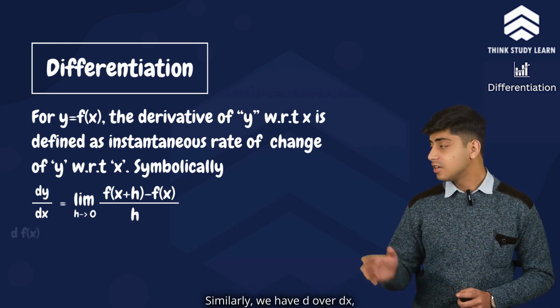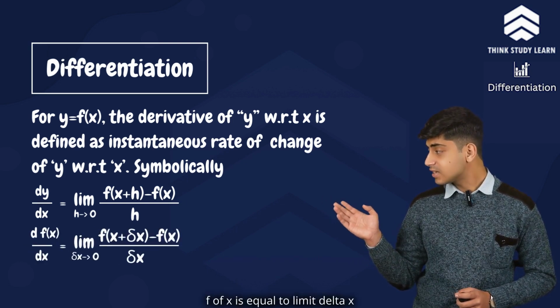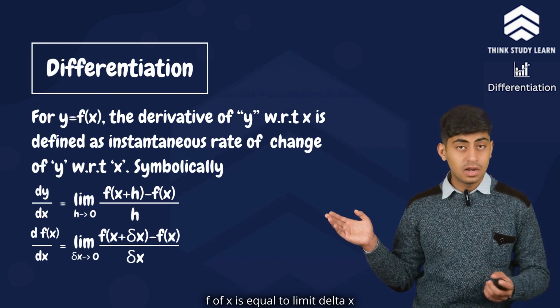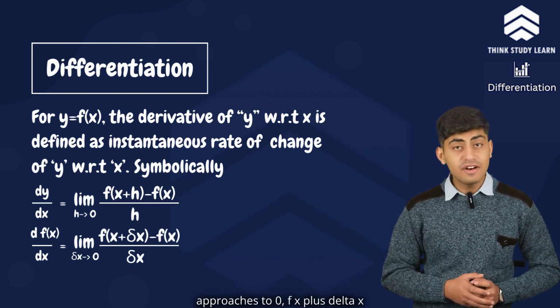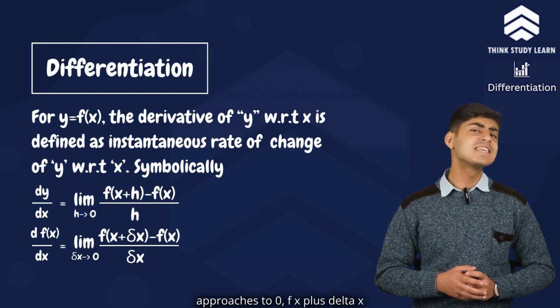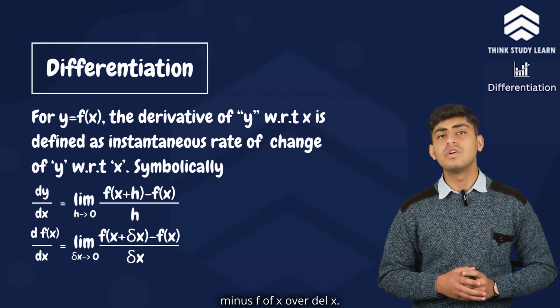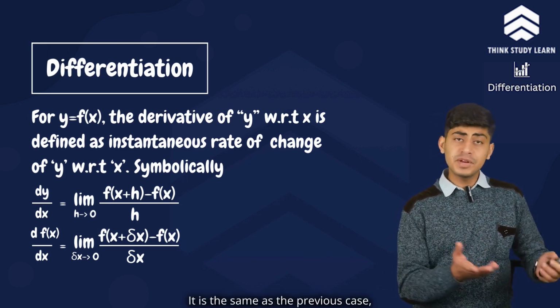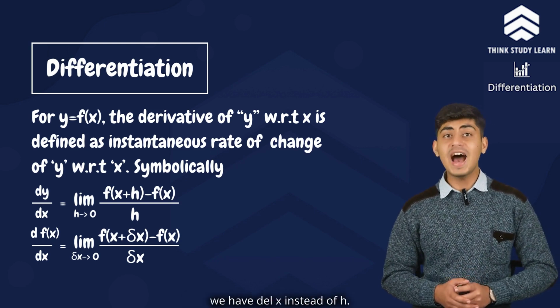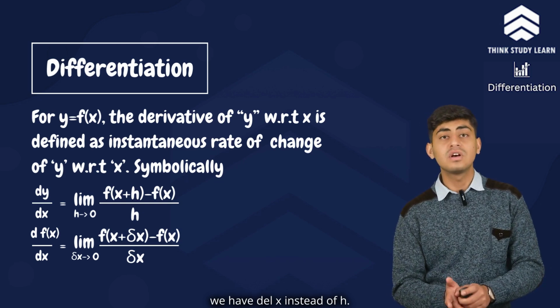Similarly, we have d over dx of f(x) is equal to limit delta x approaches 0 of f(x + delta x) minus f(x) over delta x. It is the same as the previous case, but in this case, we have delta x instead of h.